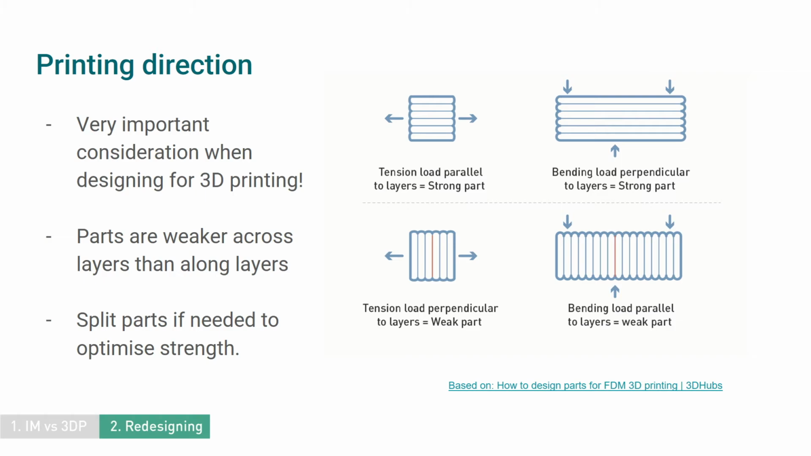Let's start with the printing direction. This is one of the most important considerations for 3D printing with FDM. As we mentioned before, parts are weaker across the layers. Therefore, it is important to keep the printing orientation in mind when designing.